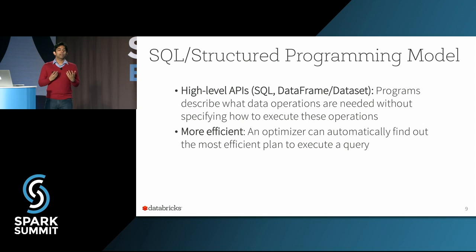Now, this should not come as a surprise to most of you. In fact, we all know that SQL and the structured programming model are much, much more efficient and concise when you want to represent high-level computations. These high-level APIs, so programs that are written in SQL, data frames, or data sets, can describe what data operations are needed without the need of specifying how to execute these operations. And this gives us a level of conciseness, a level of beauty in describing these operations without having to worry about exact reduce by key maps and all these kinds of things when we are writing code directly on RDDs.